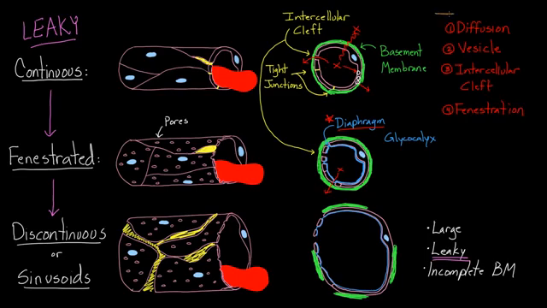And as you look at this list that we made, these four options, you can see that our idea around leakiness makes sense, because especially when you get down to the discontinuous vessels at the bottom, you've got large gaps between the cells, lots of intercellular clefts. You've got vesicles that can apply anywhere. Diffusion can apply anywhere. And you've got the fenestration. So really every opportunity for things to get out of the capillaries is available in those discontinuous or sinusoid capillaries.